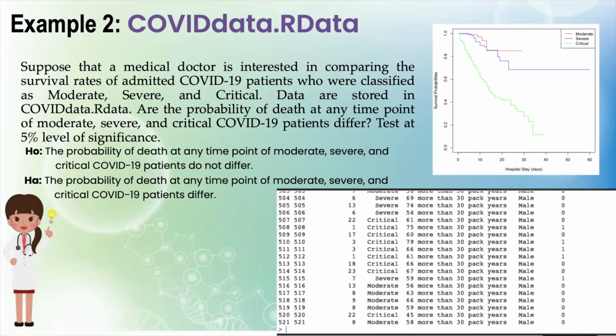So here we can construct the Kaplan-Meier curve by typing plot, parenthesis, survfit, parenthesis, capital S, Surv, and in parenthesis, the time, which is hospital stay, comma, and then outcome.